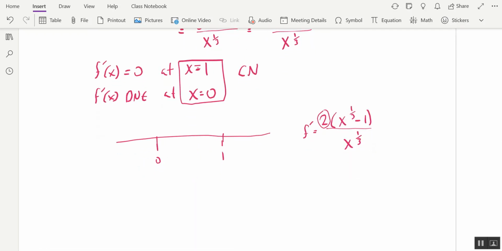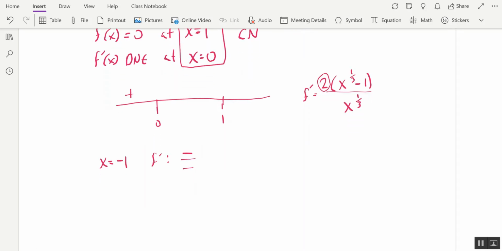So for the first interval, from negative infinity to 0, I would test x equal negative 1, and then f prime will be, on top, when x is negative 1, the cube root of a negative number is still negative, so the top's going to be negative, and the bottom is negative, so I'm going to have a positive there.